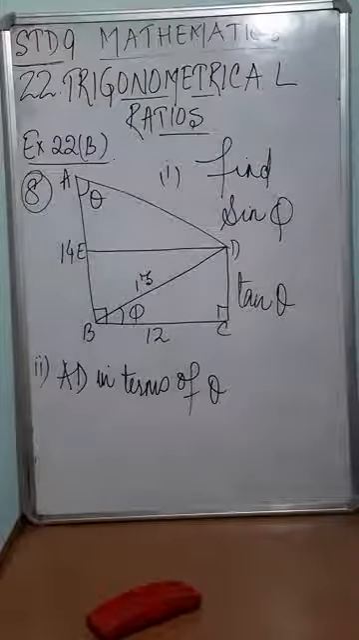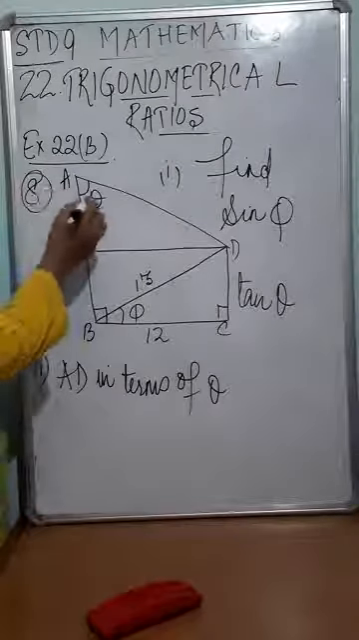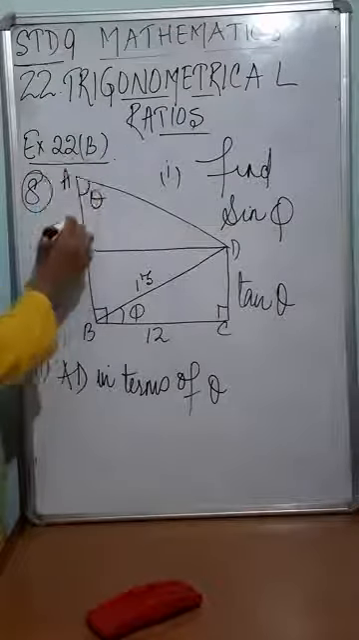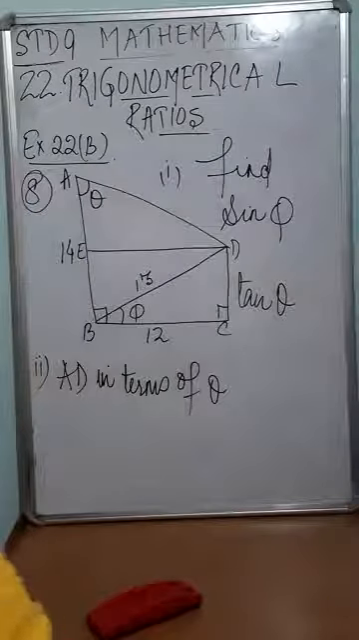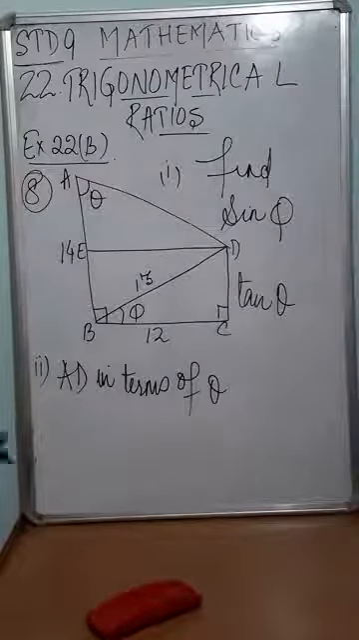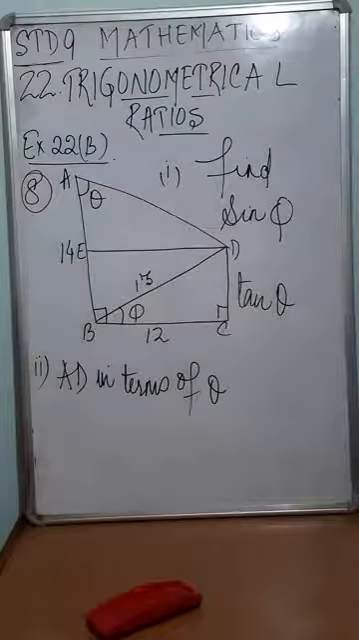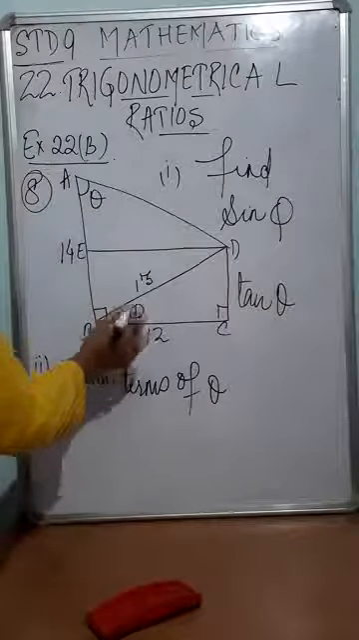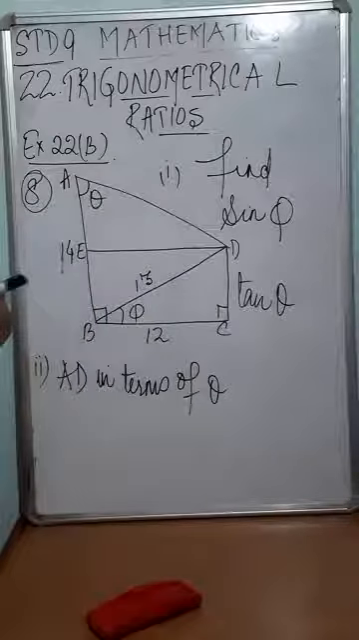In continuation with exercise 22b, question number 8: using the measurements given in the following figure, find the value of sine phi. This is sine phi, and this is tan of this angle theta.